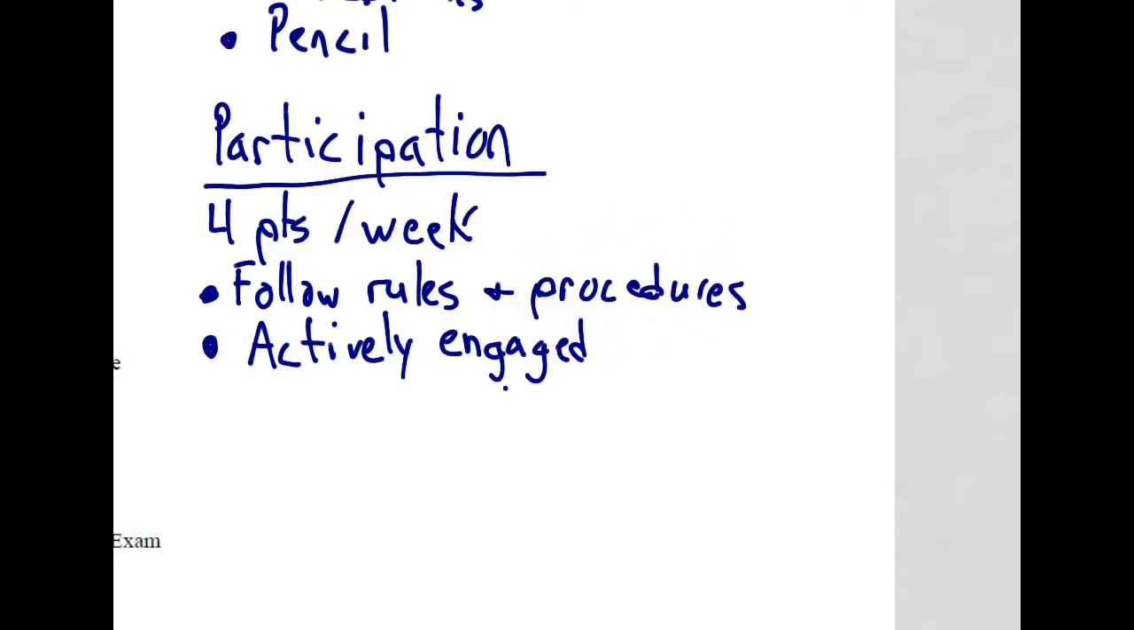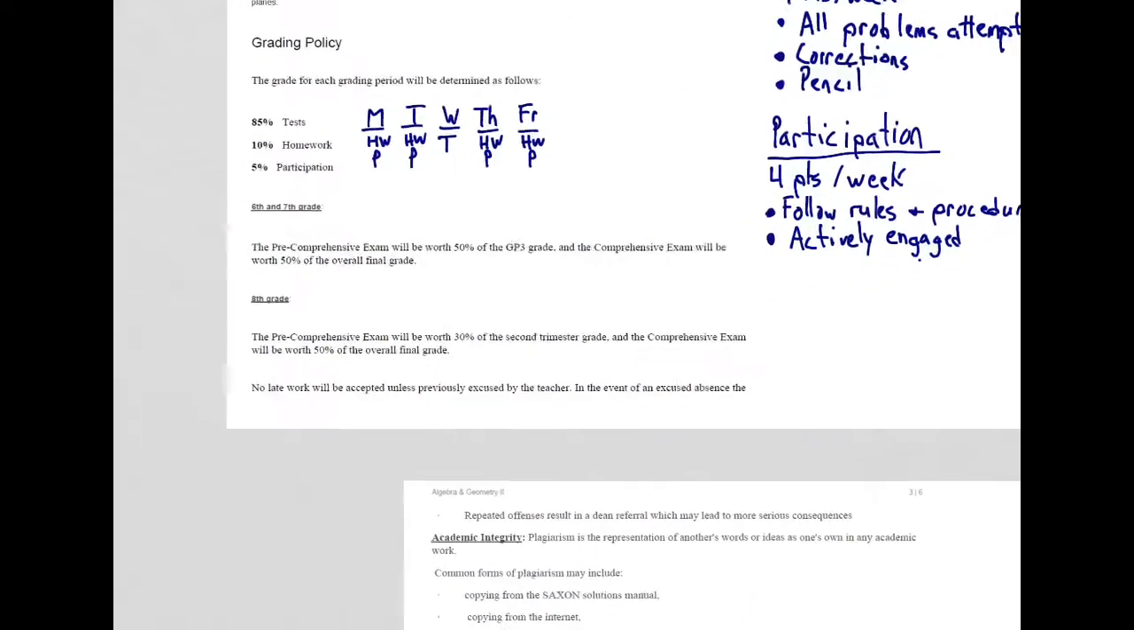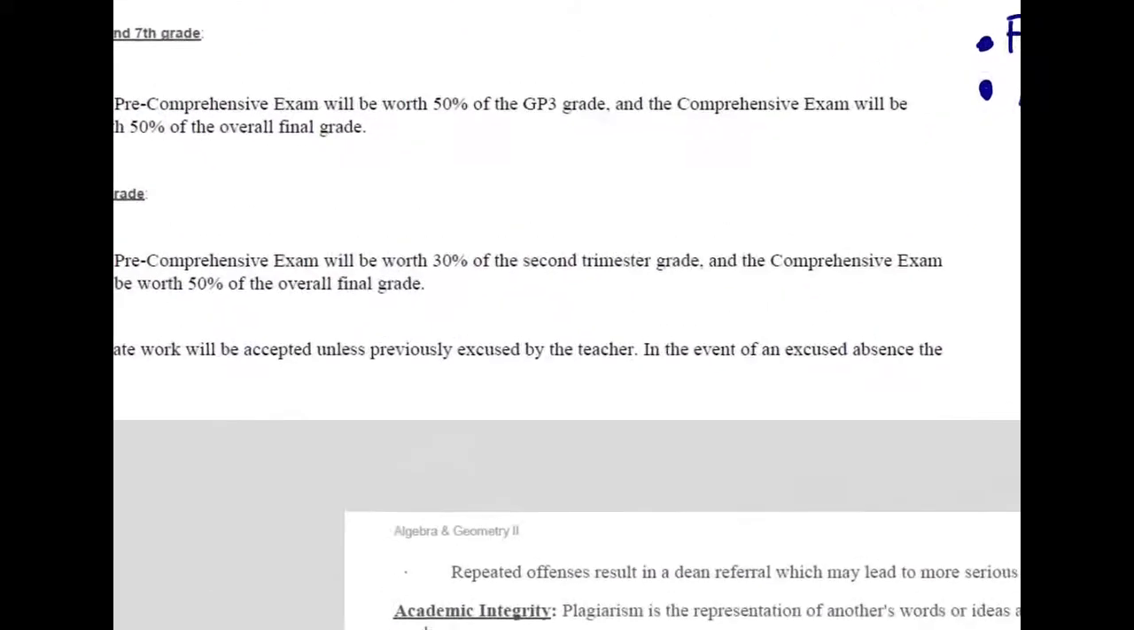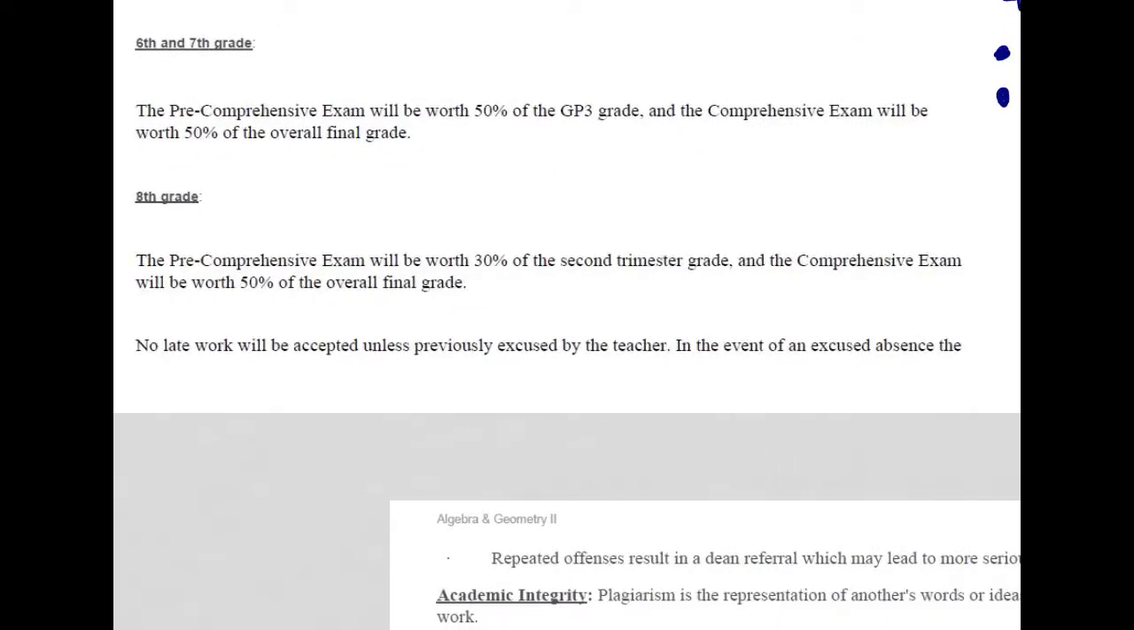Okay, so that's how homework and participation works. Quick note about comps here. So now this class we can have a different combination of grades.